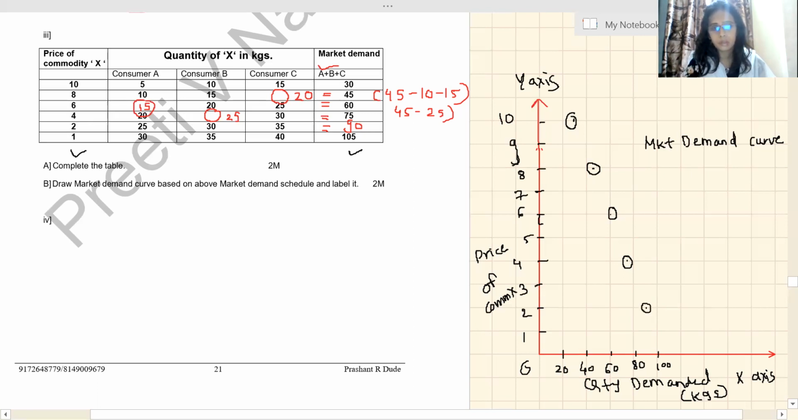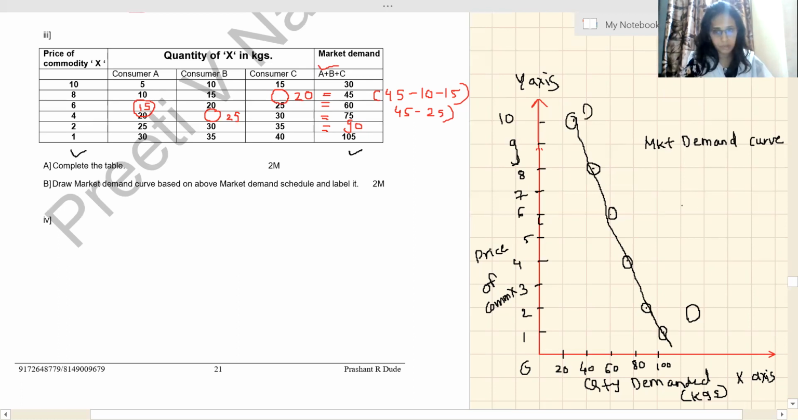And at price 1, it is 105, so somewhere here. And if you join these, it should come as a straight line. If you join all these points, you will get what we name as the demand curve. Okay, this is the market demand curve.